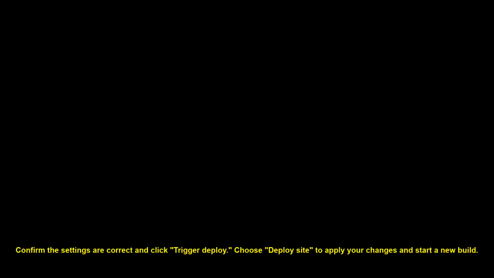Choose Deploy Site to apply your changes and start a new build. Monitor the build process to ensure everything functions as expected. Once the deployment is complete, revisit your site to verify the updates are live. If the page does not load, refresh the browser or try again in a private or incognito window.